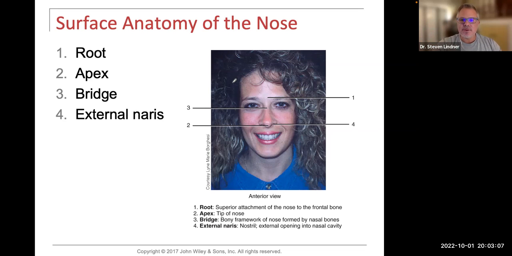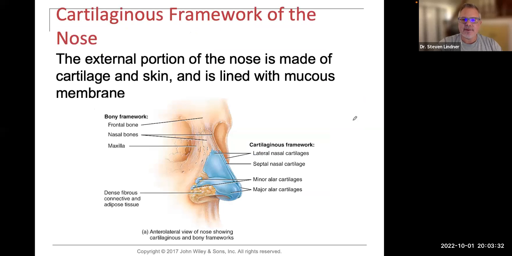Okay, let's take a look at some more anatomy of the respiratory tract. So from an external or superficial perspective, number one right here is going to be the root. Number two would be the apex. Number three is the bridge of the nose. And number four is the external nares. We've seen the internal nares before, but here's the external nares.